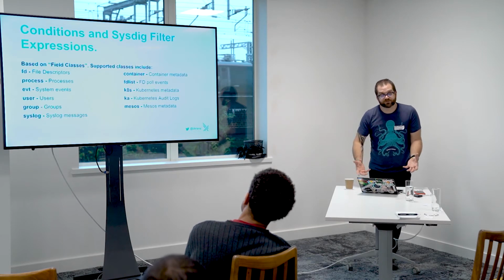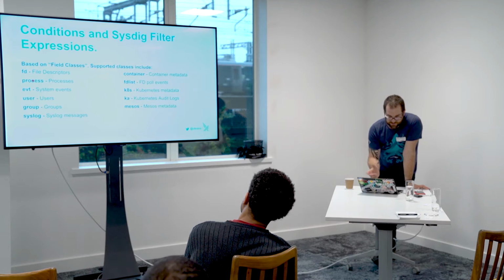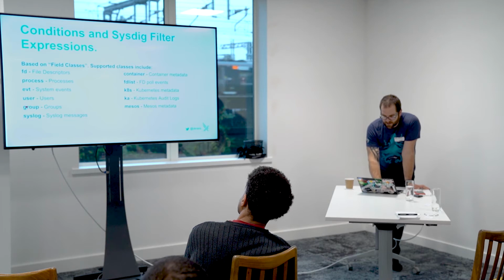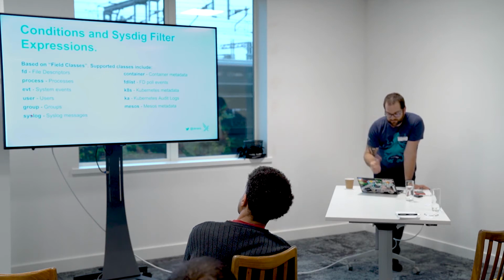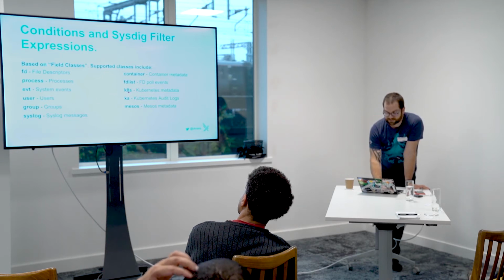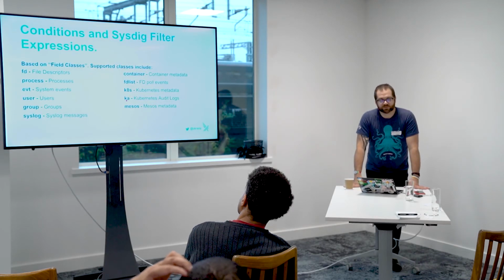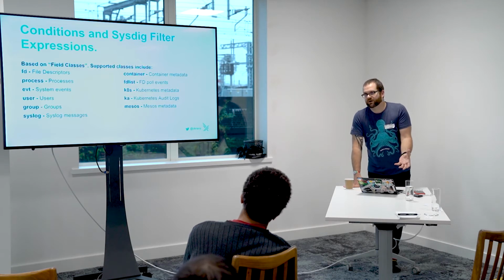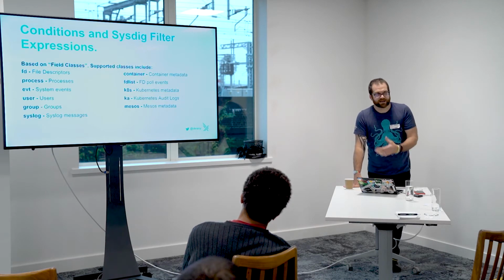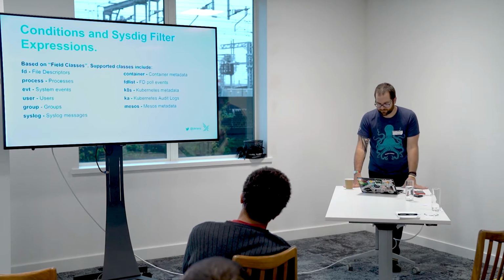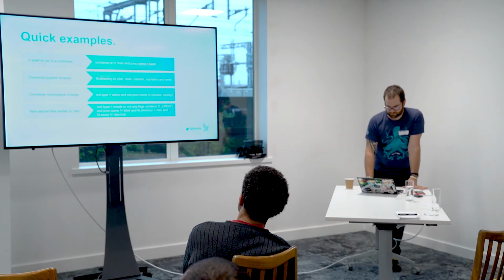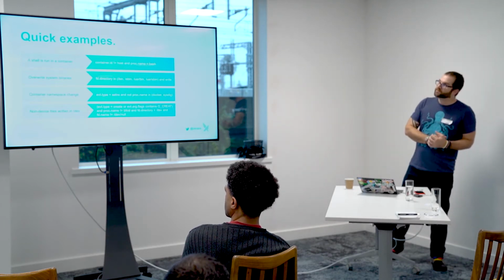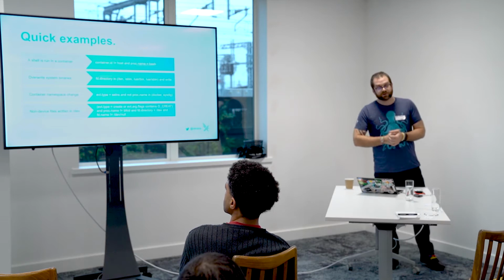They are a file descriptor of some kind. Obviously processes. You've got system events, and then users and groups. In terms of additional information, you've then got things like the Kubernetes metadata and the Kubernetes audit logs. So this is where you can then start pulling out, someone has requested a new deployment to get run, have a look at the config map of that deployment, have a look at the user that's coming from, and so forth.